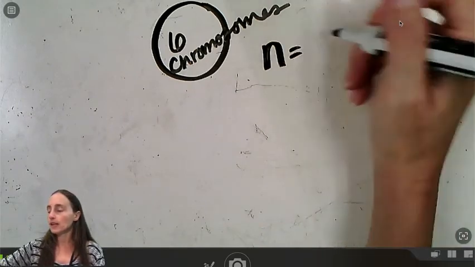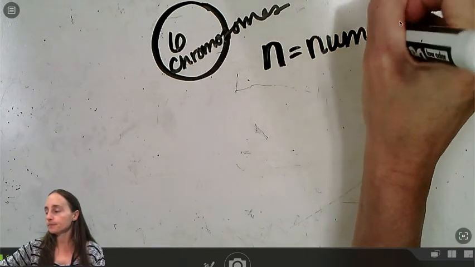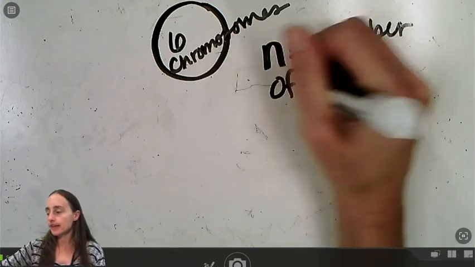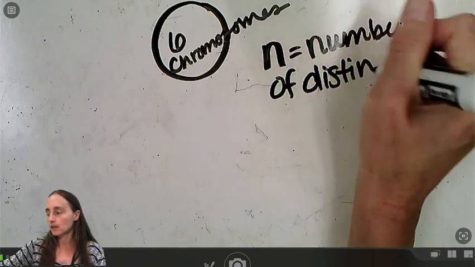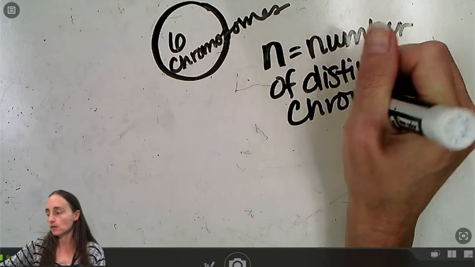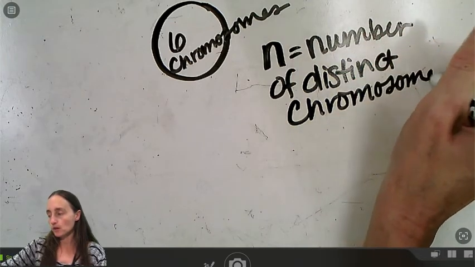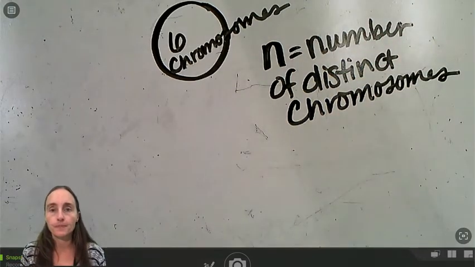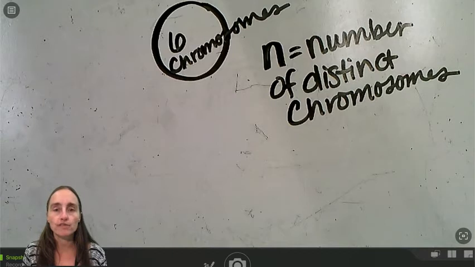Okay, so N equals the number of distinct chromosomes. So in humans, our N number is 23 because we have 23 distinct. What do I mean by distinct? Distinct means they code for different traits.